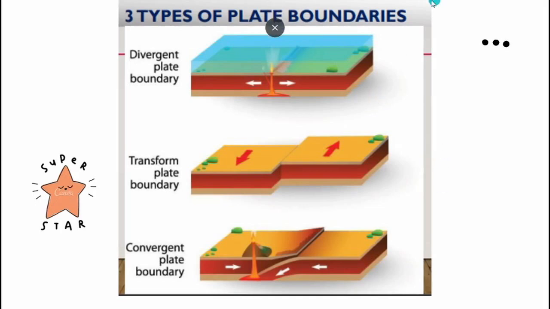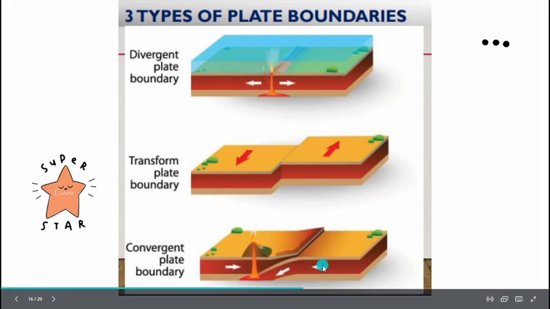Because of the movement in the mantle, there are movements of plates that are occurring. There are actually three types of plate boundaries where movement occurs. The first one is divergent plate boundary. The second one is the convergent plate boundary. And the third one is the transform plate boundary.